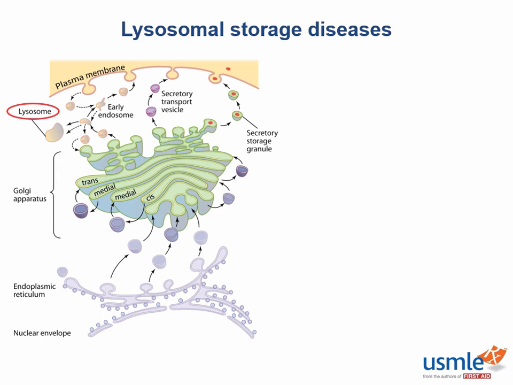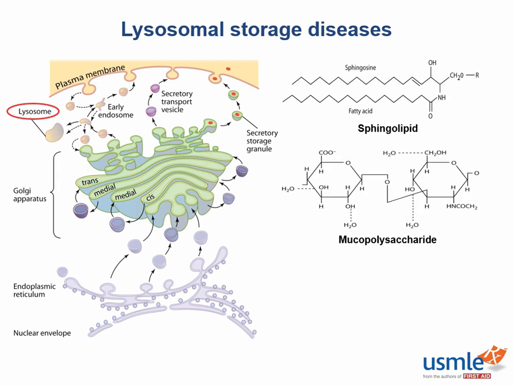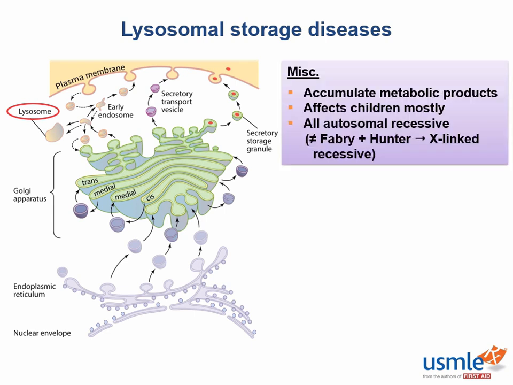And this will result in the accumulation of sphingolipids as well as mucopolysaccharides in specific cell types. Now, here are examples of sphingolipids as well as mucopolysaccharide molecules. Their specific structure here isn't what's important, but there are many buzzwords that you'll need to remember for the lysosomal storage diseases. And a hallmark of these is the accumulation of metabolic byproducts. And since most of these are inborn errors of metabolism, they are most often seen in children.